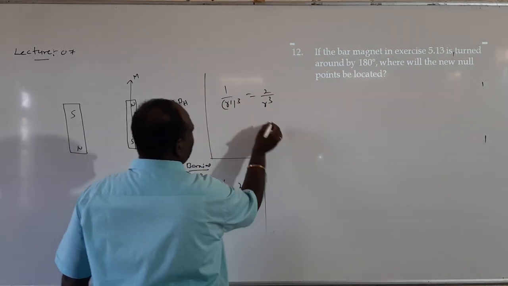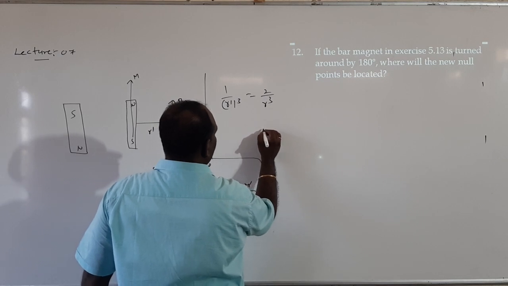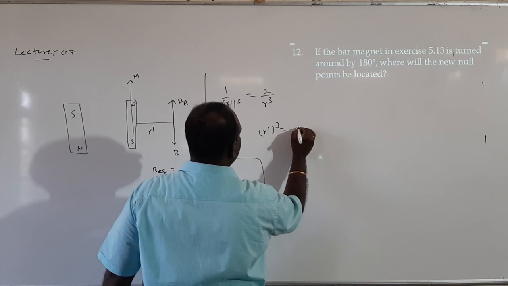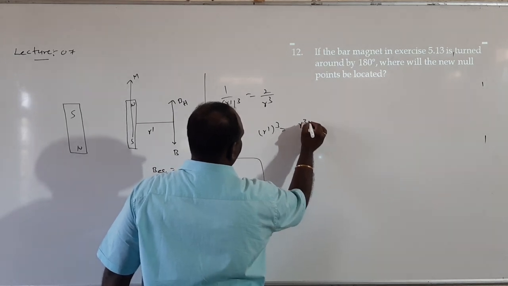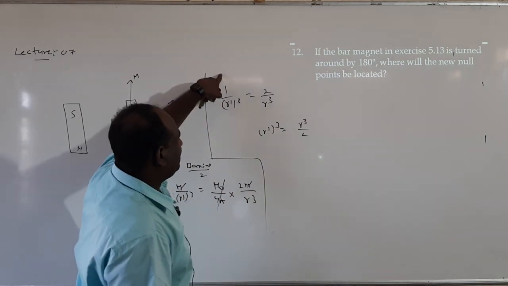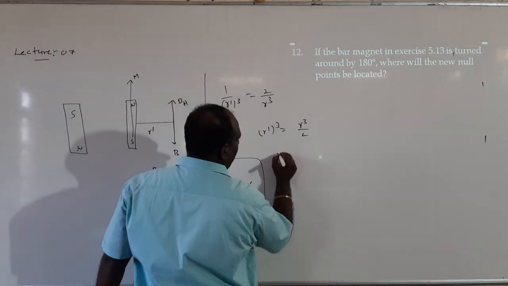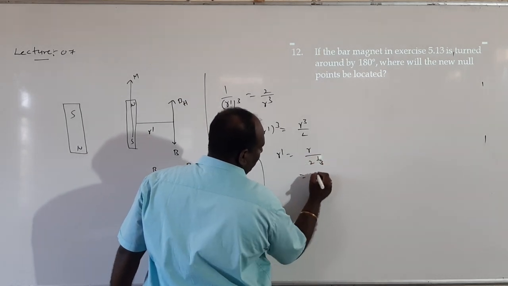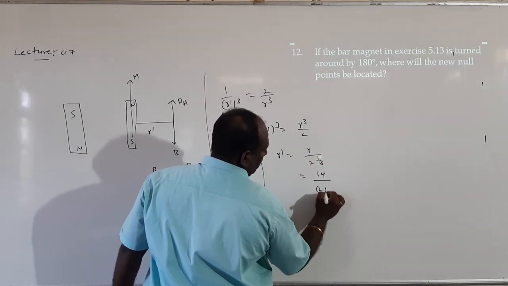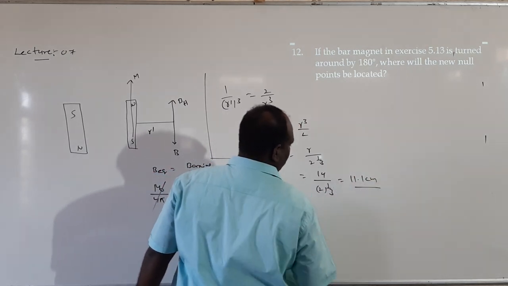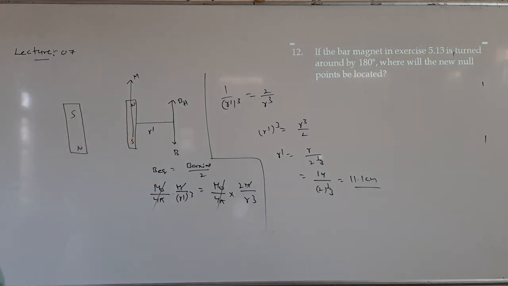Do the cross multiplication. Take the reciprocal. r dash cube is equal to r cube by 2. Now r dash is equal to r by 2 power 1 by 3. The value is 14, so 14 by 2 power 1 by 3. If you do the calculation, it is 11.1 centimeters. Next question.